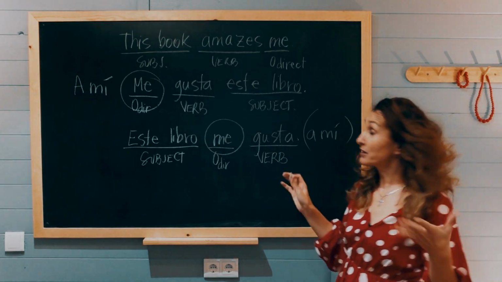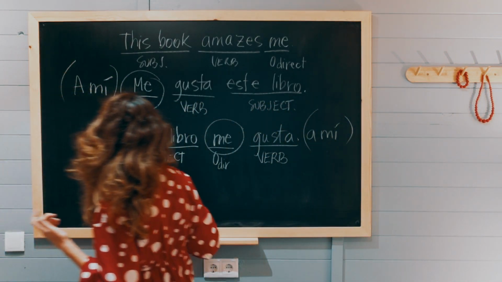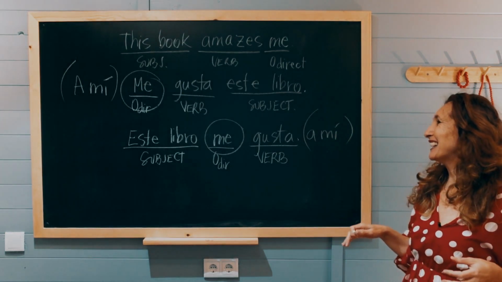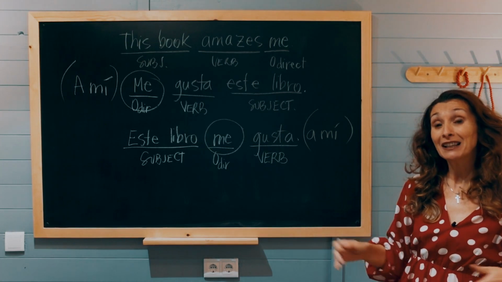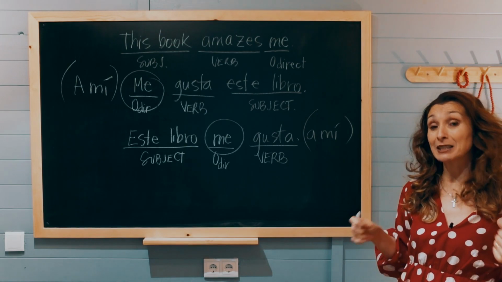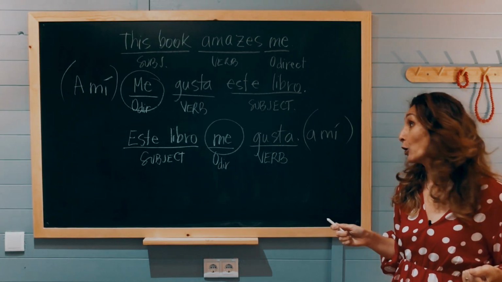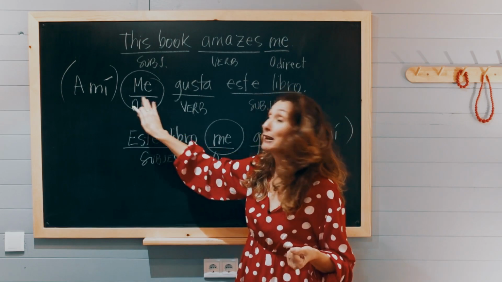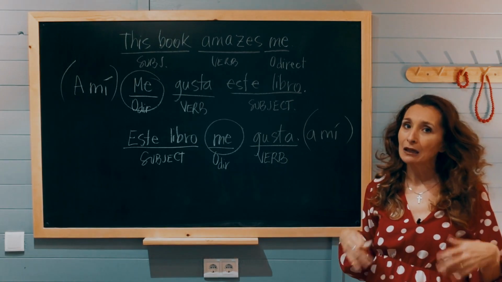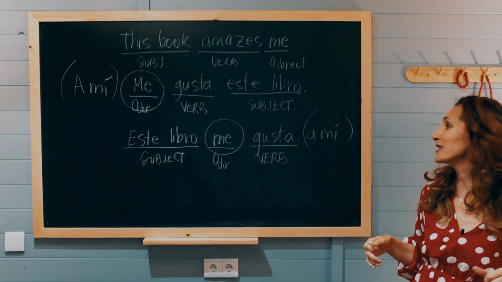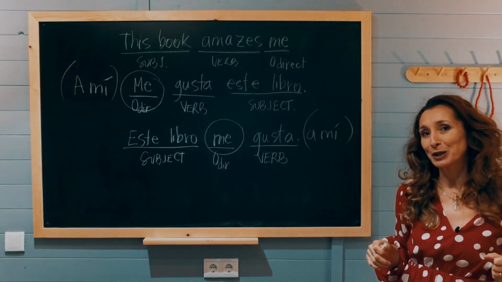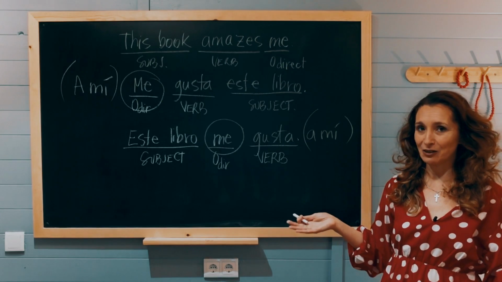I will put it in parentheses because you don't have to do it. It's optional. This double trouble is not compulsory. You can not use it, but you will notice that the Spanish do use it a lot. So a mí and me say exactly the same thing. It's like saying this book amazes me, me, like saying it twice. Or I like this book. There's no need to say it twice, okay?